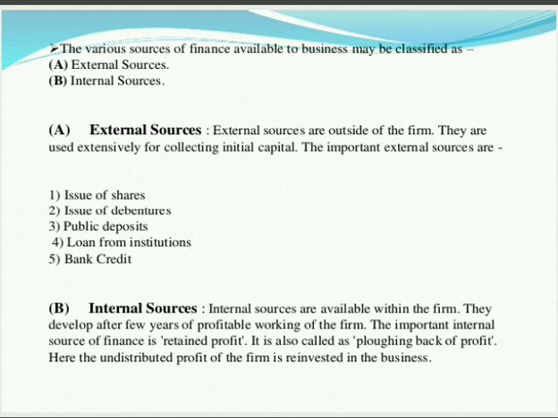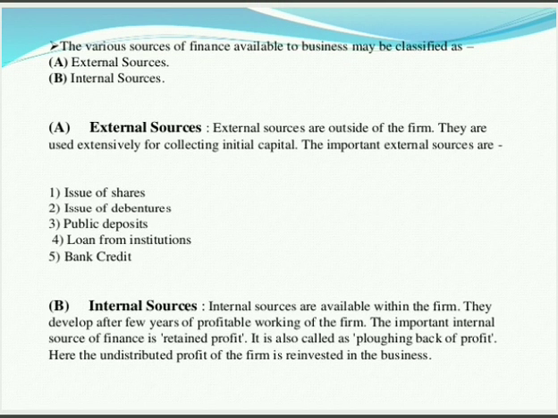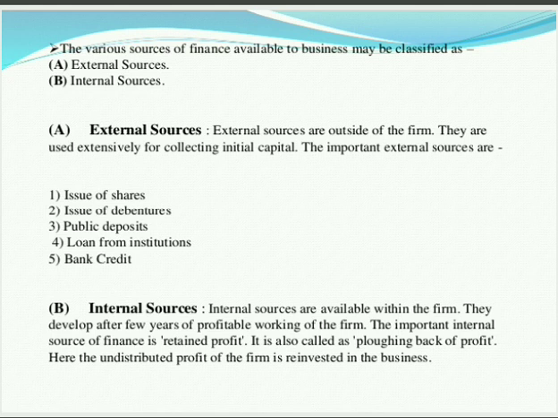Then come the internal sources. Internal sources are available within the firm. They develop after a few years of profitable working of the firm. The important internal source is the retained profit, or we can call it plowing back of profit. Here, the profit that is not distributed among the shareholders is reinvested into the business. This is the cheapest source. The retained profits are the cheapest source of finance for a firm, because to raise the retained profit, there is no cost of capital.